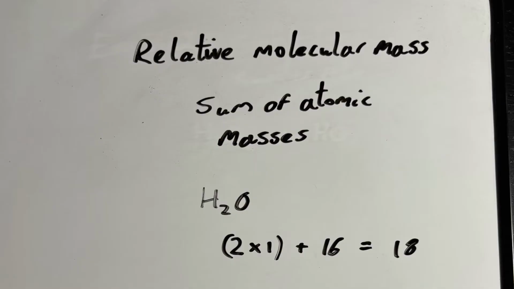Now, as well as define it, you're expected to be able to calculate the relative molecular mass. And it's nice and easy, it's just the sum of the atomic masses. So for H2O, there are 2 hydrogens and 1 oxygen, so 2 plus 16 is 18.